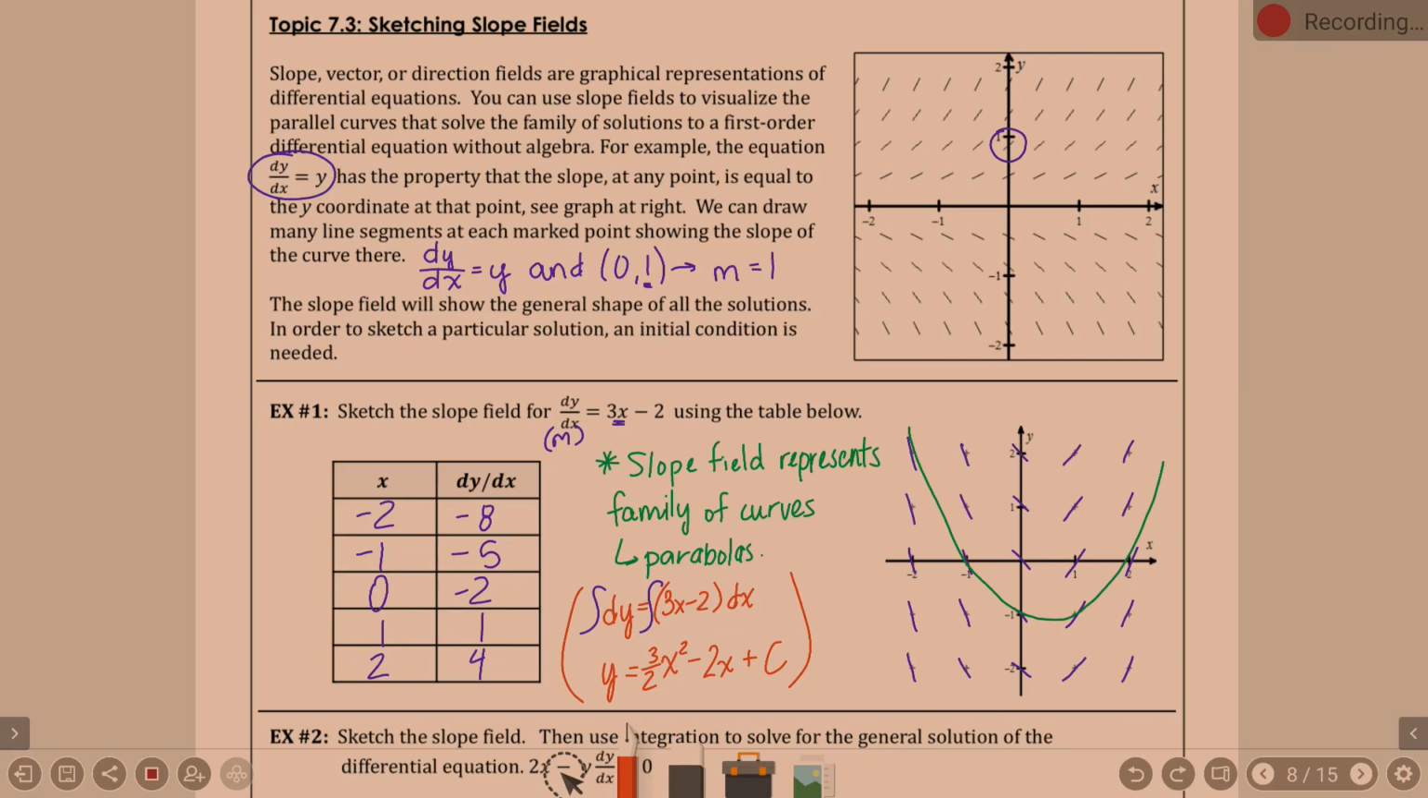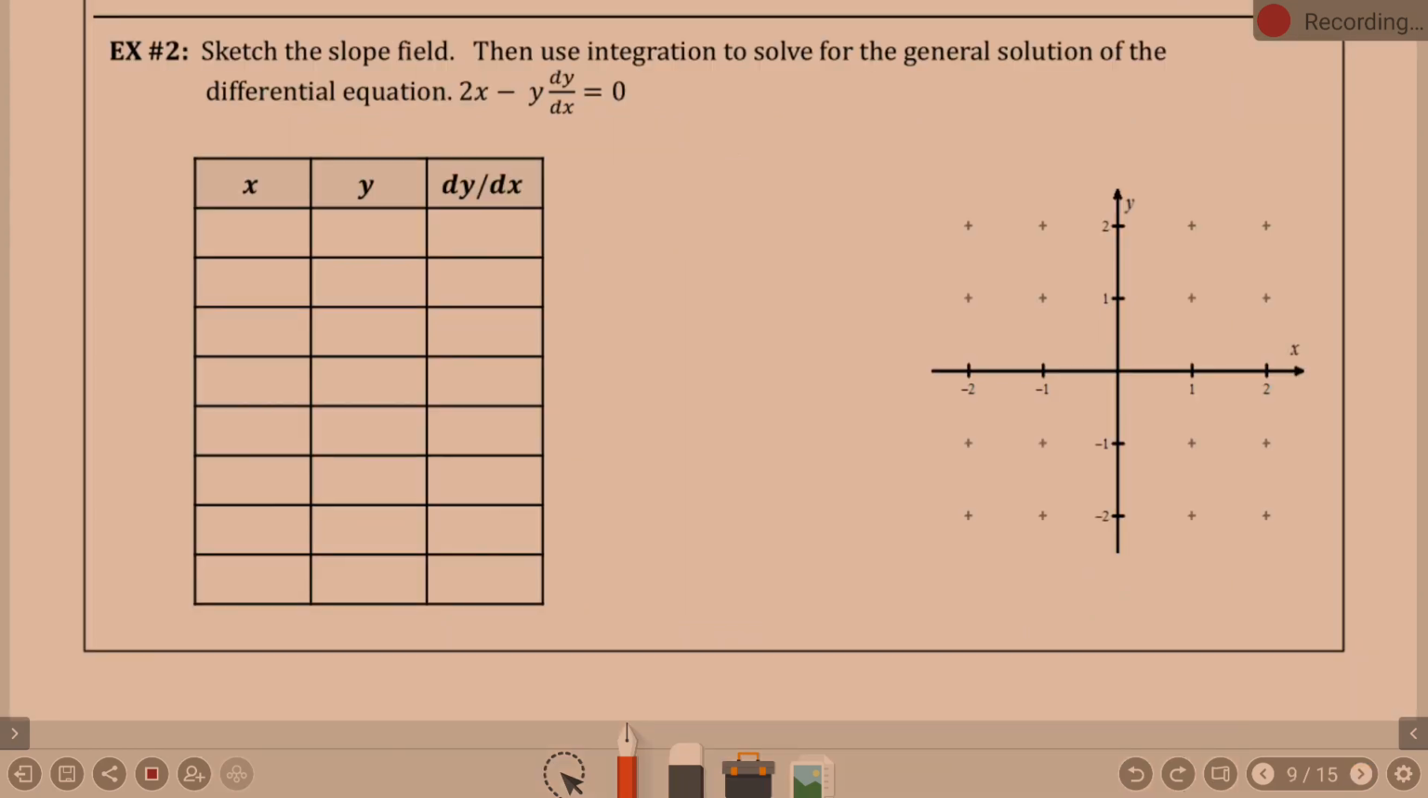I'm not crazy about my drawings, as I said, but you have the idea. Okay, questions there? I will say some slope fields are easier than others. And sometimes it'll be about looking for patterns and whatnot. Let's try example 2, if we're good to go on example 1.